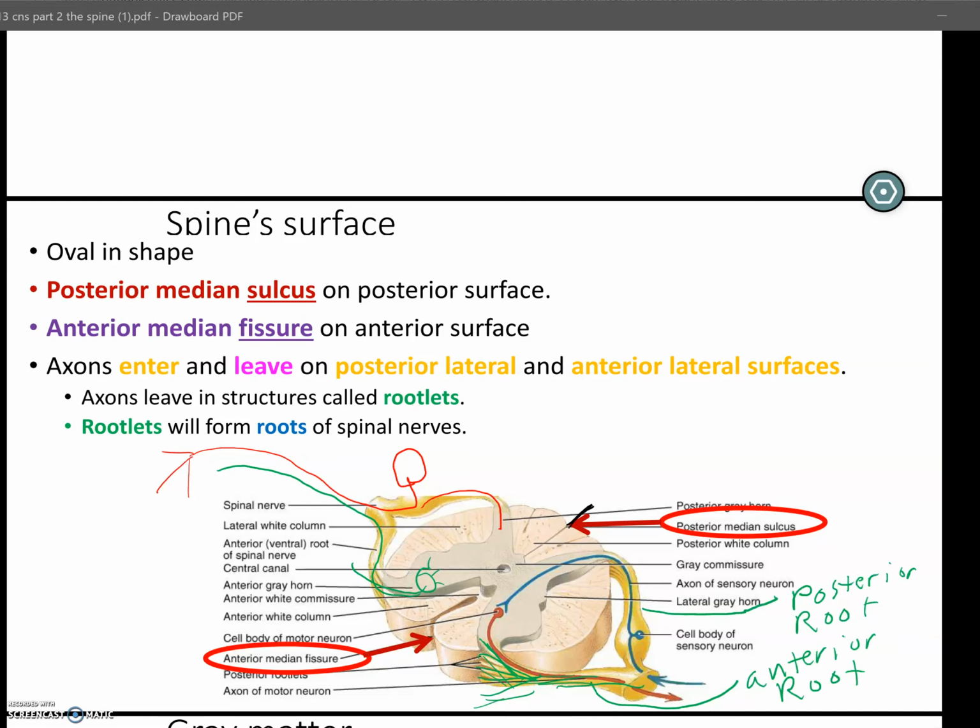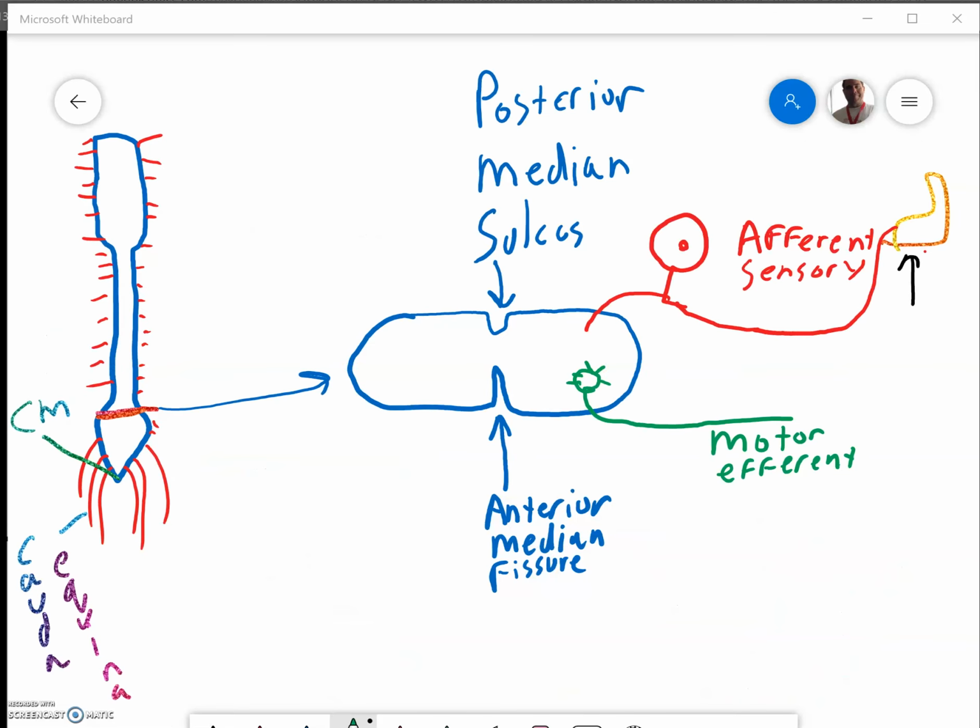So how do I know this is the anterior root, other than it's labeled somewhere on here, and this is posterior? Well, we have our posterior median sulcus here, anterior median fissure, and we're going to have this ganglia too, which I'll talk about on another slide. So here's our spinal cord, posterior and anterior sides. Afferent goes in the back on the posterior root, efferent comes out the front on the anterior root. And notice where I stopped it right there. That's because it goes to gray matter.